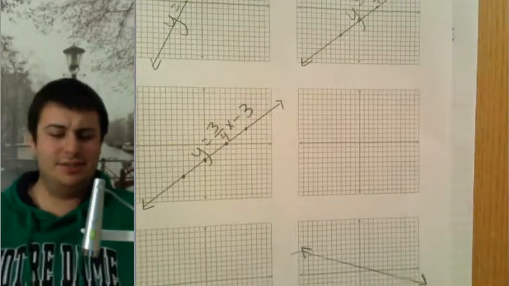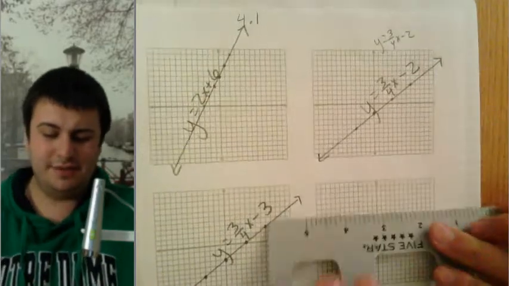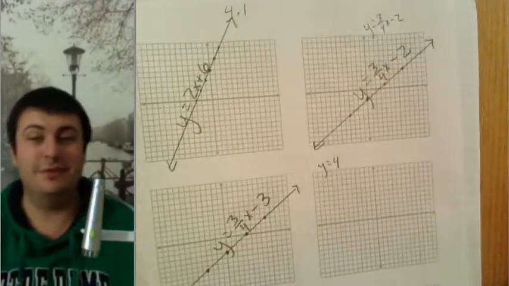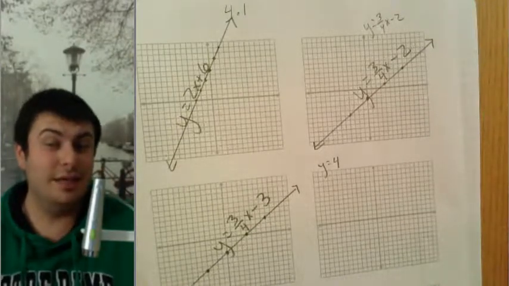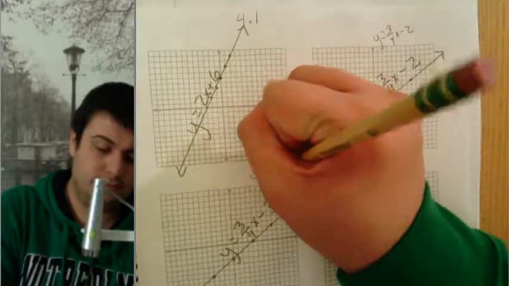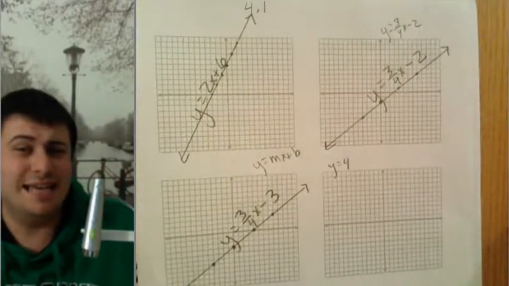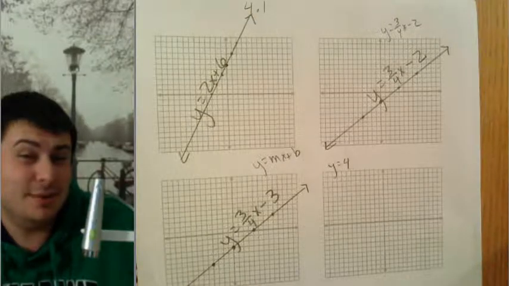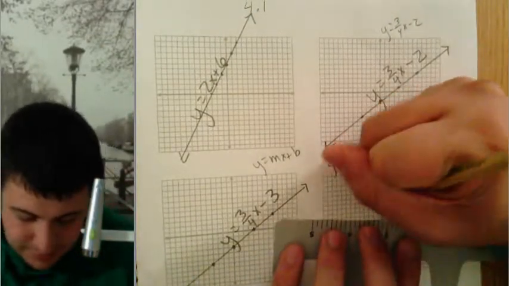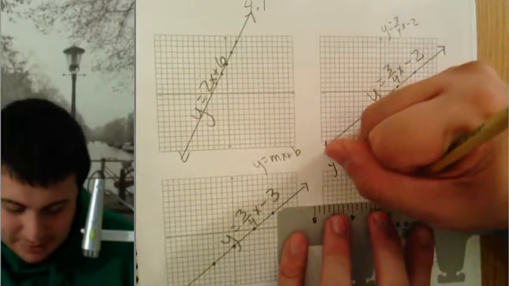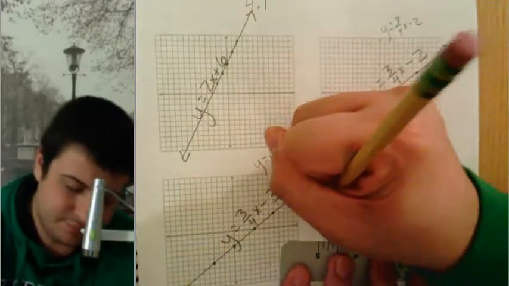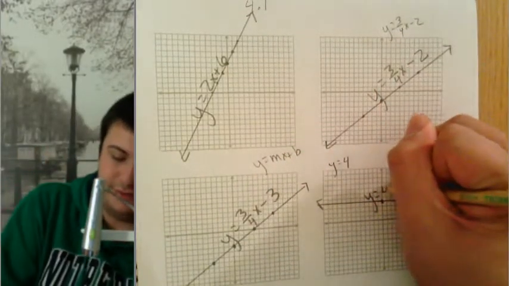A couple of lines to be cautious of. If you have something that says y equals 4, that is in slope-intercept form. If you think of y equals mx plus b, it's just, what's m? M happens to be 0. So if we had y equals 4, we'd go up 1, 2, 3, 4. 4 is our y-intercept, and we have a slope of 0. So we're just going to go horizontally across, and we have y equals 4.